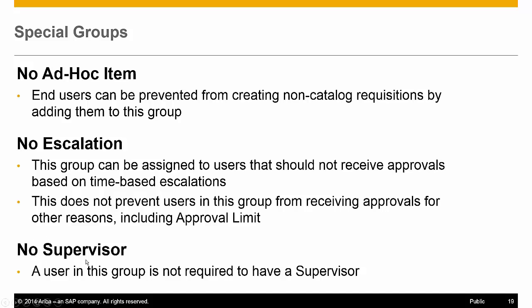There's another group called no supervisor within Ariba. This one should be granted sparingly. In general, every user within your Ariba system should have a supervisor. That is how we establish a supervisor chain in the system, which quite often drives approval flows. But sometimes there are senior executives or people very high up that should not have a supervisor defined in the system. If that's the case, you want to assign them to this particular group, and that way they are exempt from having a supervisor assigned.